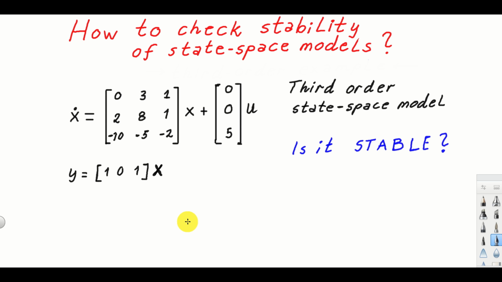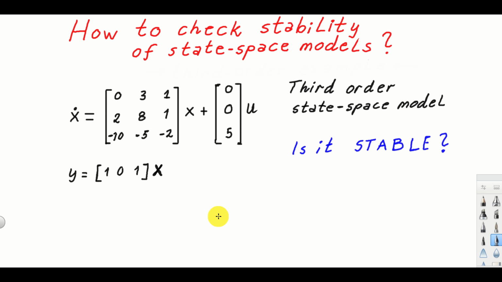So here's the problem formulation. You're given a third order state space model and I'm asking you the following question. Is it stable? That is, is it stable, is it unstable, or is it asymptotically stable, or even marginally stable?